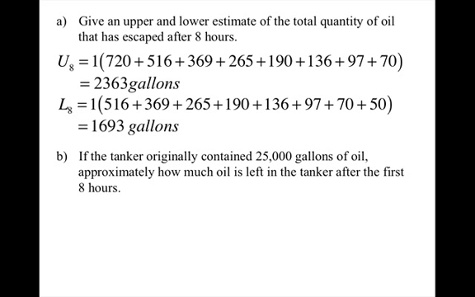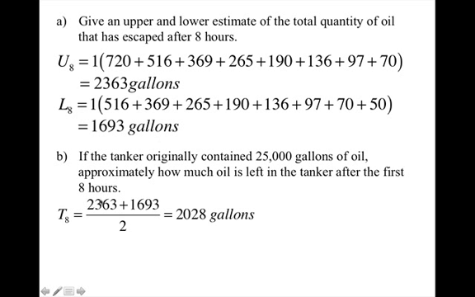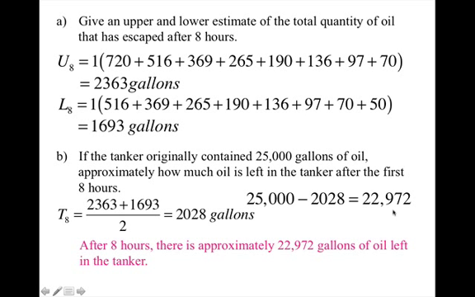Now to do part B, to figure out if you originally started with 25,000 gallons of oil, we want to know how much oil is left in the tanker after the first 8 hours. Well, as of right now, we have 2 different estimates. We have an upper and a lower. So when you're given 2, if you only want 1, we can use either the midpoint or the trapezoidal to find a better approximation. And since we have the right and the left approximations, might as well use trapezoid, because then all I have to do is add up the left and the right and divide by 2 to give me approximately 28 gallons. So after 8 hours, we're saying this is how many gallons of oil have come out of the tanker. So to find the total left in the tanker, I'm going to do 25,000 minus 28, which gives me 22,972 gallons left in the tanker after about 8 hours.